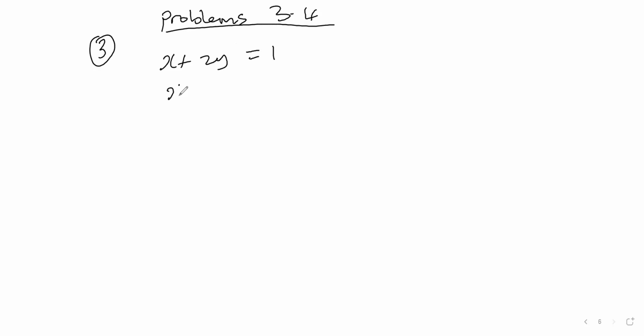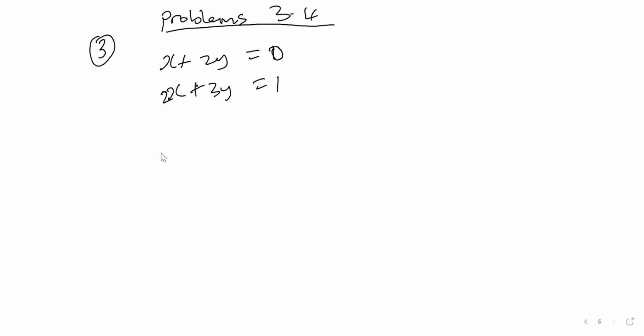Let's take one more example of the two-dimensional systems. So we have question 3 here of problems 3.4. Question 3 says x plus 2y equals 1 and 2x plus 3y equals 0 and this is 1. Okay, and we want to solve this for x.